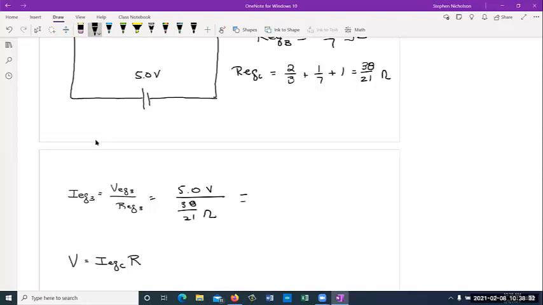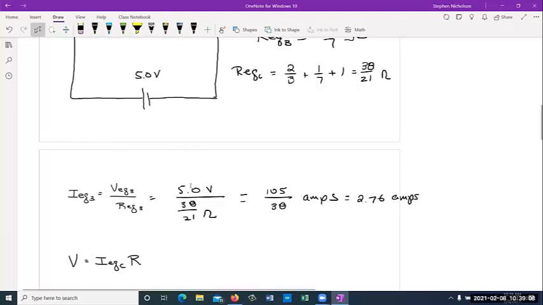38/21 ohms. So we're going to do that. We're going to find the answer as a fraction here. So 5 divided by the answer, change that to a fraction. So you'll get 105 over 38 amps, which is about 2.7 amps. I'm just going to write the decimal number here, 2.76 amps.